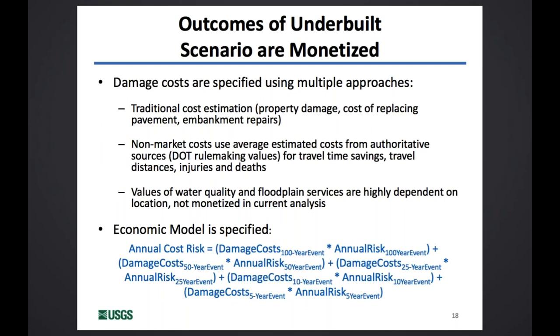So we used a number of approaches to actually estimate what those damage costs were, things like property damage avoided, real cost of replacing pavement or embankment repairs. And we used a couple of non-market costs, such as travel time savings and distances, also value of statistical life and injuries. And we didn't attempt in this study to look at the value of water quality or floodplain services. And so essentially, we looked at a number of different scenarios, different events, and their probability. So for instance, the 100-year flood, which has a 1% risk, and a 50-year flood, which has a higher risk there. And so we're going to add those all up to get an annual value. Next slide.